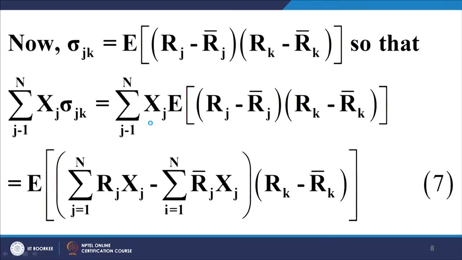Now, by definition, the covariance between the returns on securities J and K is given by the expression at the top of the slide: sigma J K is equal to the expected value of (R J minus R J bar) into (R K minus R K bar). Multiplying by X J and summing over J equal to 1 to n, we get equation number 7, where we have used the property of expectation that it distributes over the excess. So, summation J equal to 1 to n X J sigma J K is equal to the expression in equation number 7 here.